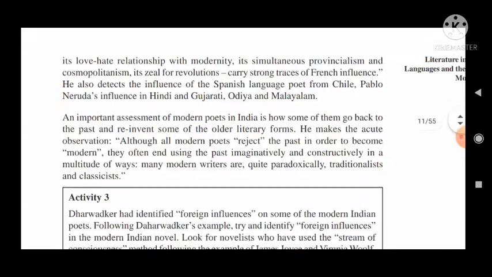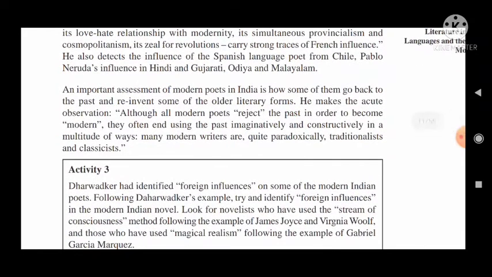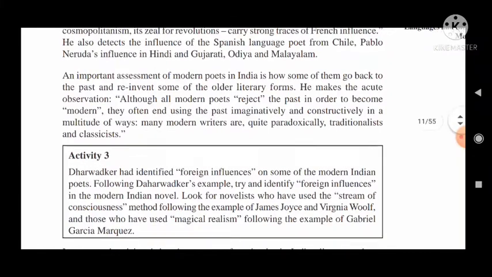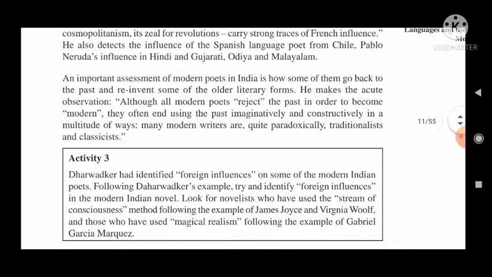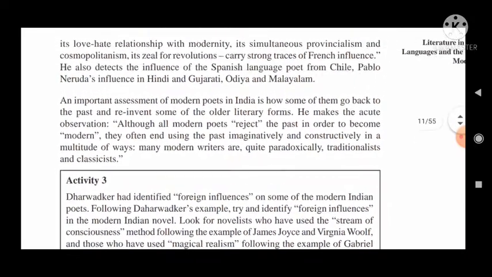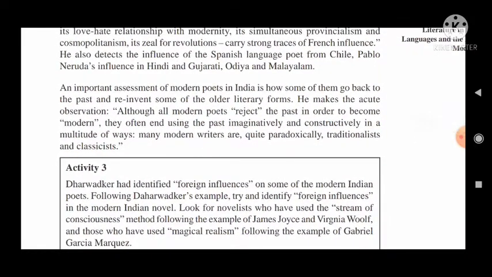He also details the influence of the Spanish language poet from Chile, Pablo Neruda, in Hindi, Gujarati, Odia and Malayalam.